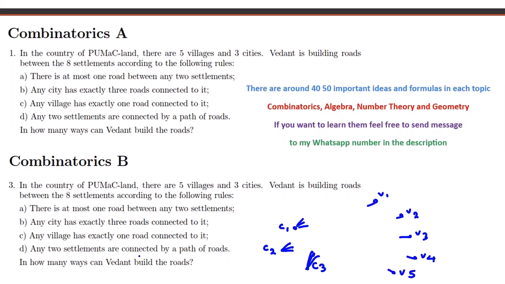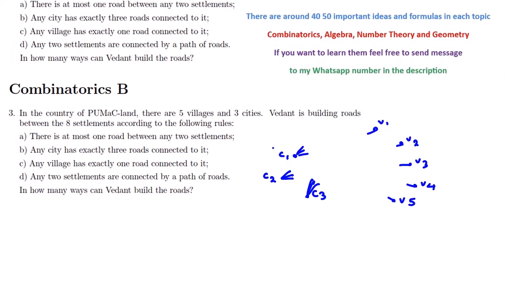And any two settlements are connected by a path of roads. So if we connect V1 to V2, for example, the degree is 1. It is not connected to any other thing. So from V1 you cannot go to V3. We don't have a path of roads. So the V's are connected to the C's.